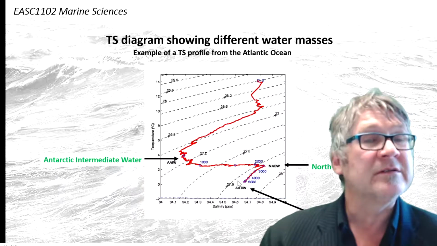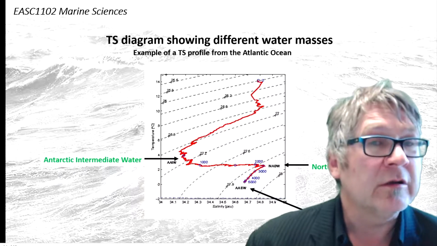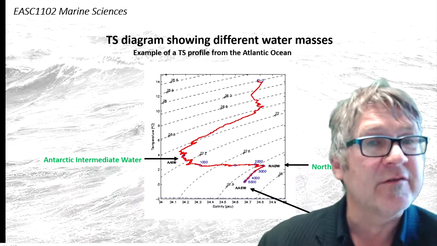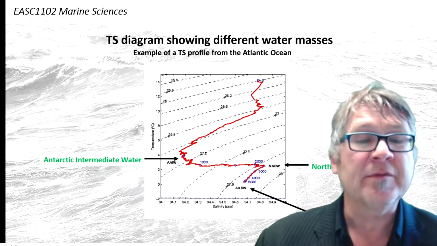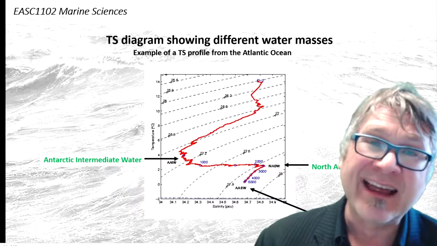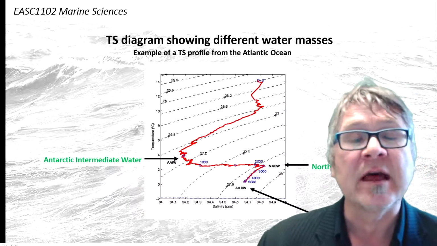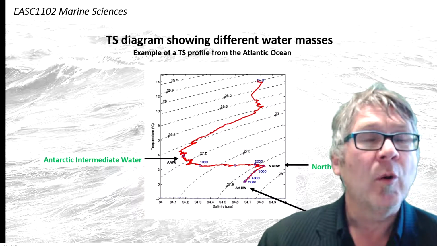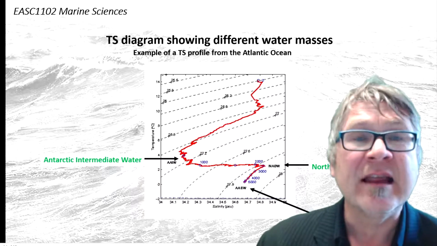Because there is no internal cooling sources in the ocean, this water comes from the surface and ends up at a depth of 5,000 meters, and it's formed in Antarctic shelf seas. That's why we call it Antarctic bottom water. So this is the idea of water mass analysis.